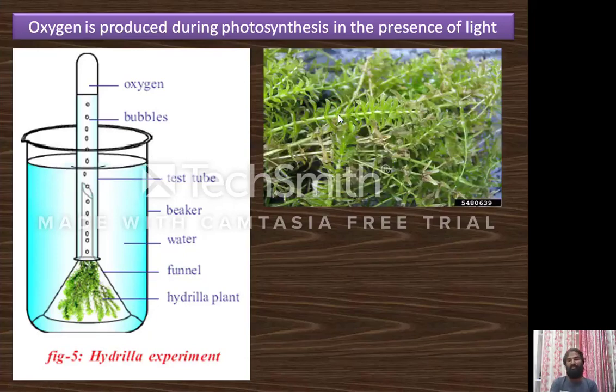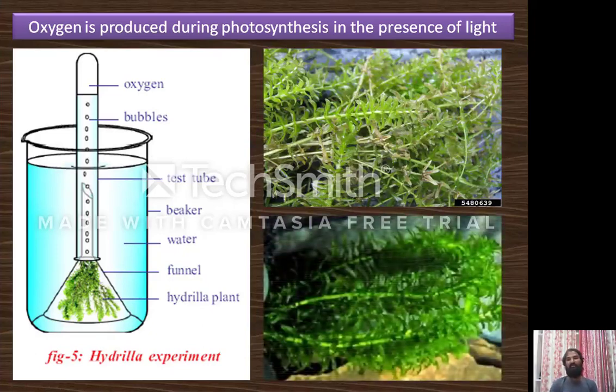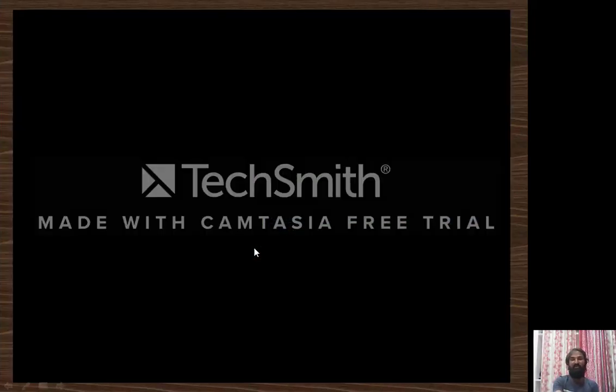This one is a hydrilla plant. And now you see that the second one is an Elodea plant. Both hydrilla and Elodea are submerged species, which are mainly involved in the process of photosynthesis and release the bubbles. So now you watch this video.